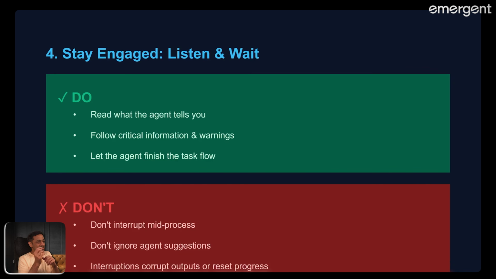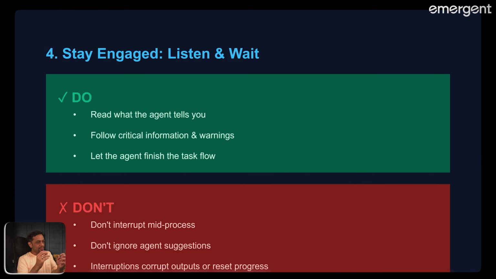Fourth step is stay engaged, listen and wait. Now this is very important. What does it mean by listen and wait? We have to read what the agent tells. Follow some critical information or suggestions or warnings given by the agent, and we also have to wait until the agent finishes its task.